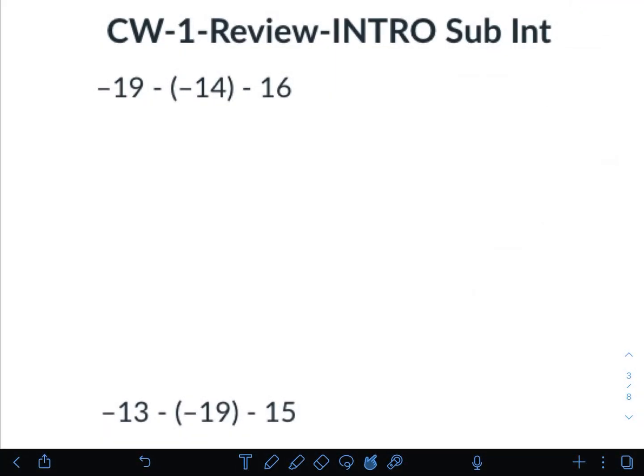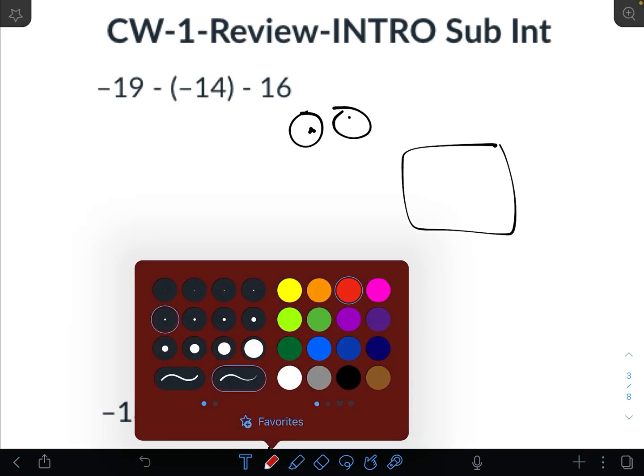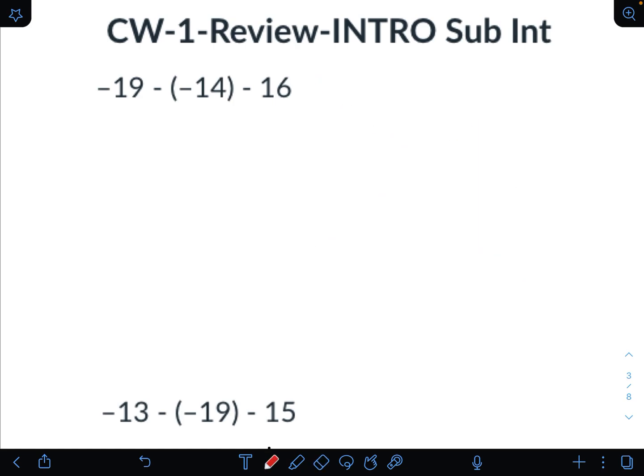Okay, now let's talk about integers, but subtracting this time. Now, here's the thing. A lot of people get the math, and then they use their eyeballs and stare at the math until something clicks in their head and they can do it. No, don't do that. That's a bad idea. Instead, write it out.